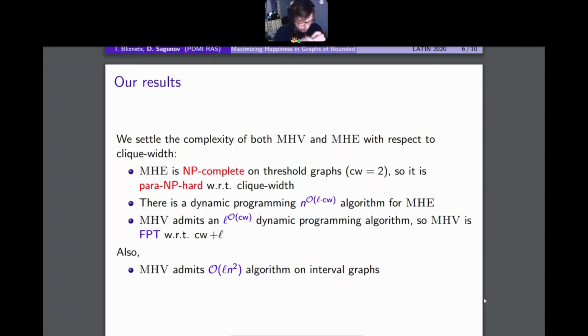Okay, this is basically our result. So we close some gaps about clique-width for these problems, also the complexity for interval graphs for maximum happy vertices, and for maximum happy edges as well, by showing that on threshold graphs it is hard. And what is interesting here is that the third point generalizes the FPT results for tree-width and path-width, because bounded tree-width means bounded clique-width. Okay, and now let me go briefly through the results of this paper.